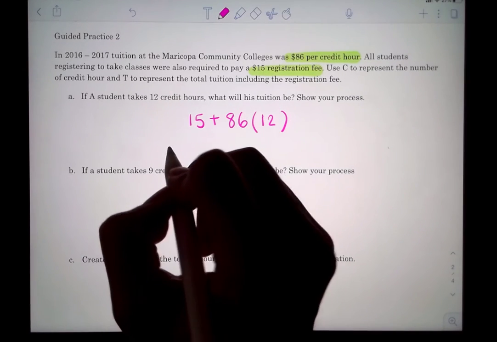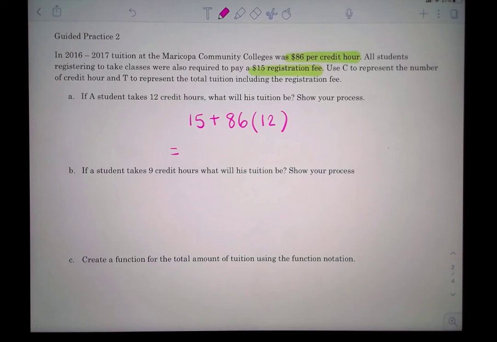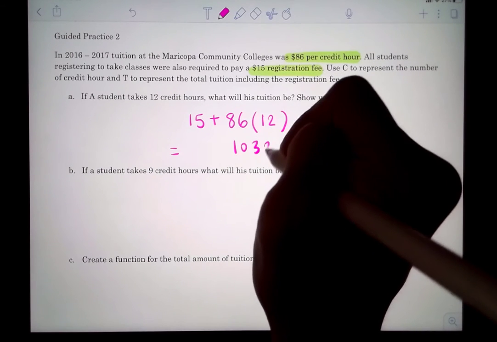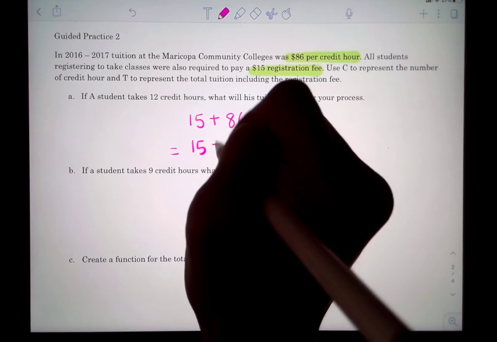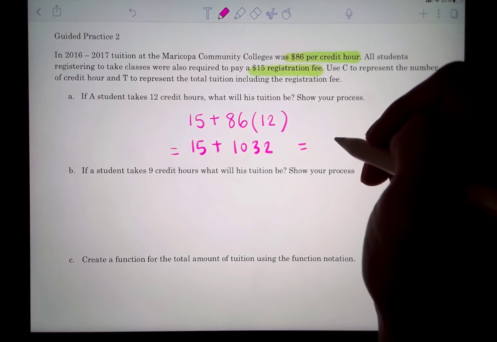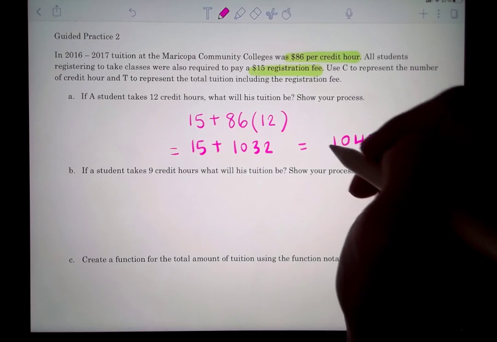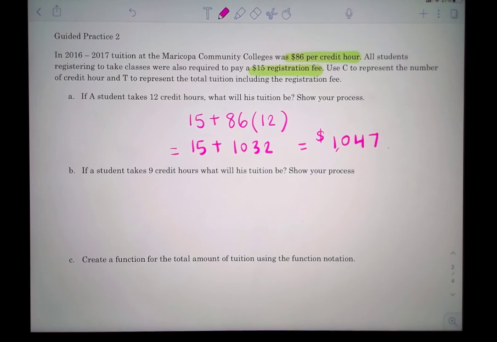So we just calculate this value. Let me do it on my calculator. 86 times 12 is 1,032. Then you add 15 to it, and you get $1,047. Right? $1,047.